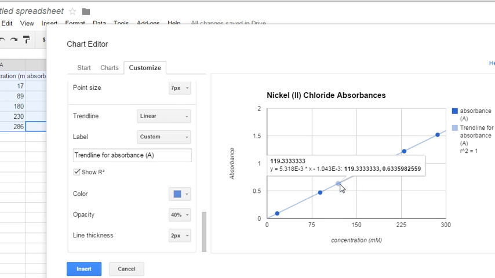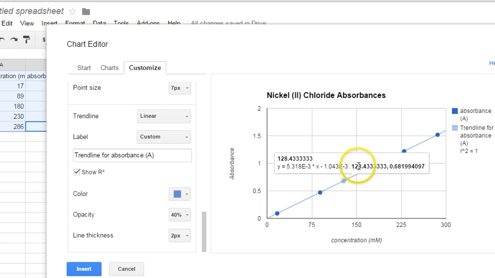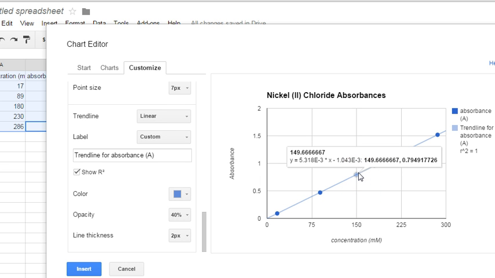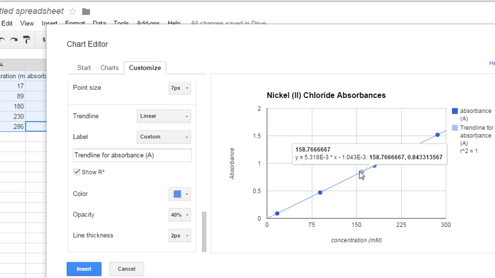You know what that equation is? That's y equals mx plus b, the equation of a line from your algebra class. That's just y equals mx plus b. So using that equation, you can predict, just by solving for x or solving for y, what the absorbance would be for any concentration. So, for example, at 150 millimolar, I can use that equation to predict that the absorbance would be 0.794917726.